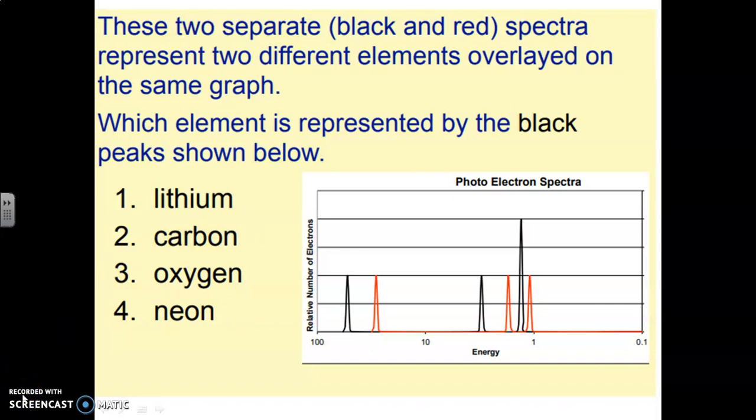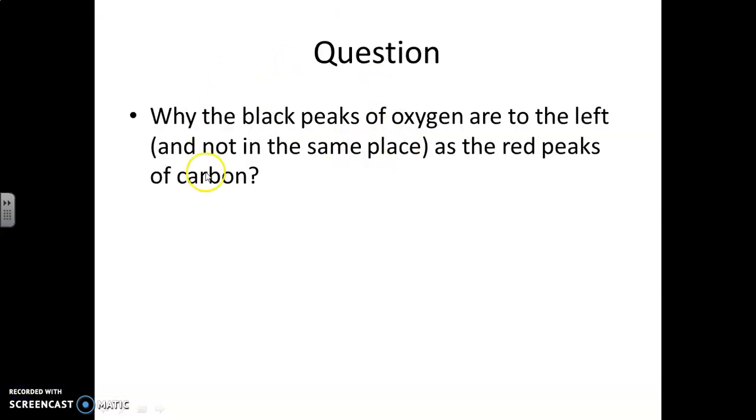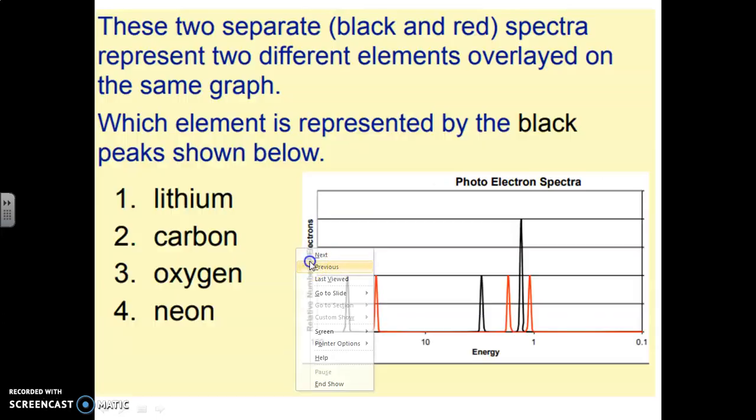So we have one more question to answer, and then this lesson is over, and then you can do the last question on the homework. If you look at the graph, and we're going to go back to the graph in a second, you'll see that the black peaks are not in the same place as the red peaks. So let's go look back at the graph and try to explain why that's the case. If you take a look, oxygen's peaks, the black ones, are more to the left than the red ones.